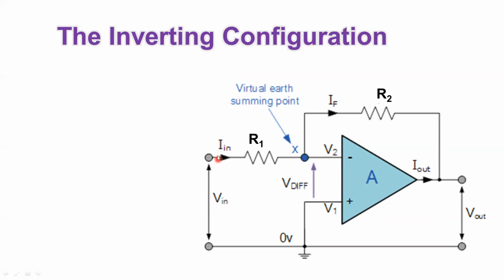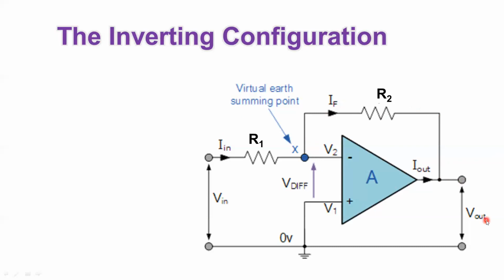Because when the input current reaches this point, which we call X, there is no way that the current will move here, because this is an open circuit. That means that all the current will move here and go through R2 and then to the output. So this is the only flow of current between the input and the output. So simply, this is how the operational amplifier works. Now it's very easy to get a relation between V input and V output.